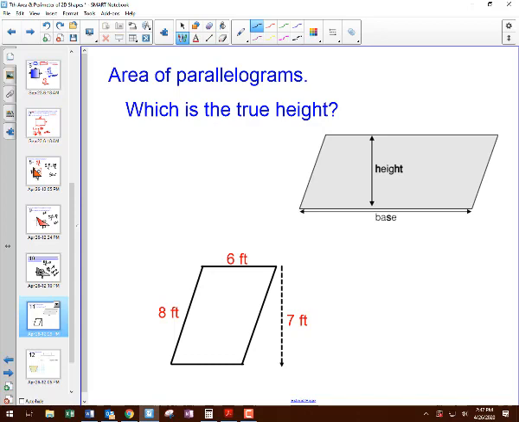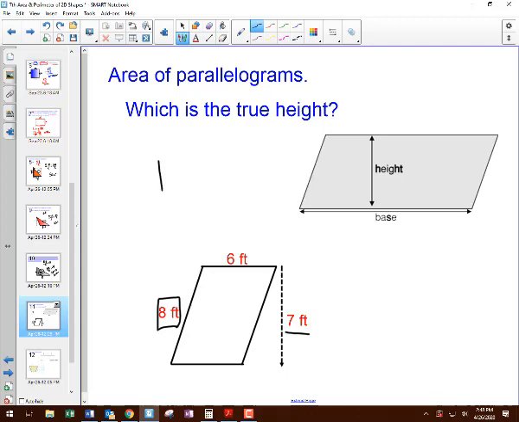Okay, area of parallelograms. What is the true height? A lot like the example we did a little bit ago, we look down at this parallelogram at the bottom where we have a 6, an 8, and a 7, and we're trying to find which one is our true height. It's either going to be this 8 or our 7. We see the side length that this 8 represents is slanted. It's not the shortest distance from the top to the bottom.